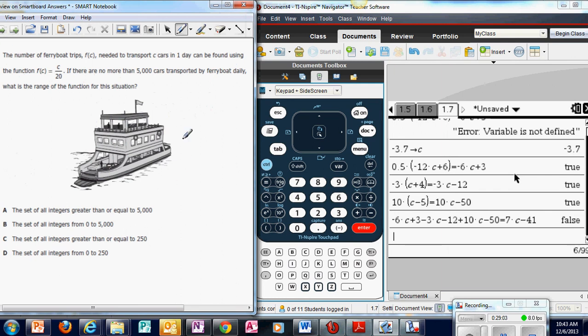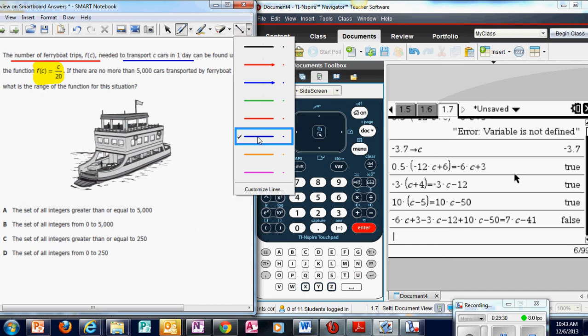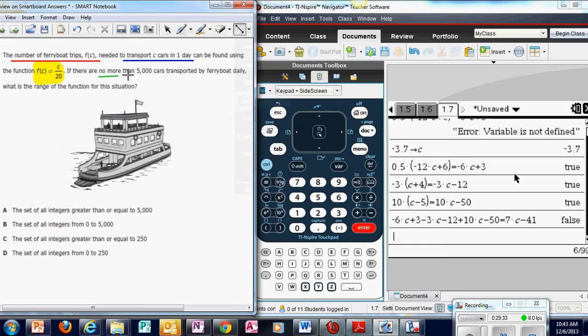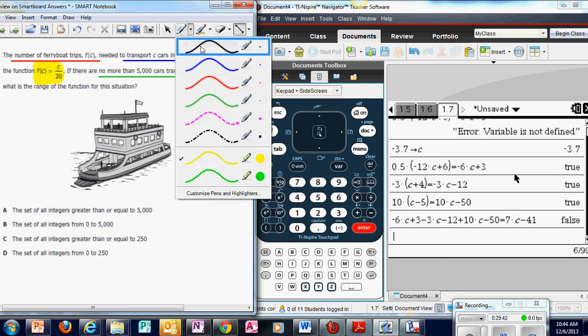And this is the last question for this segment. Let's go through this as quickly as possible. The number of ferry boats, F of C, needed to transport C cars in one day, where C is the number of cars transported in a day, can be found using this function: F of C equals C divided by 20. There are no more than 5,000 cars transported by the ferry daily. What is the range of the function of this situation?